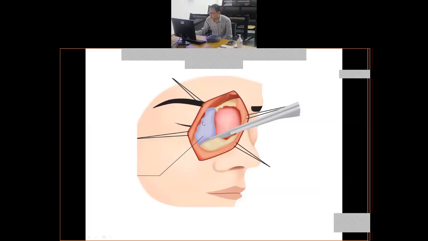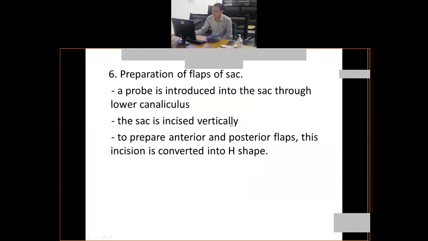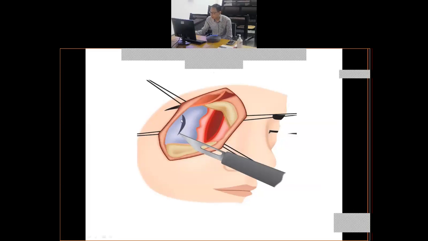You can see here this white bluish color structure is the lacrimal sac, and you have already made a bony ostium here. So this pinkish structure is the nasal mucosa. Next is the preparation of the flap of the sac. A probe is introduced into the sac through lower canaliculus just to identify the lacrimal sac. Then sac is incised vertically to prepare the anterior and posterior flap, and incision is converted into H shape. So you have made here a vertical incision in the lacrimal sac as well as in the nasal mucosa.